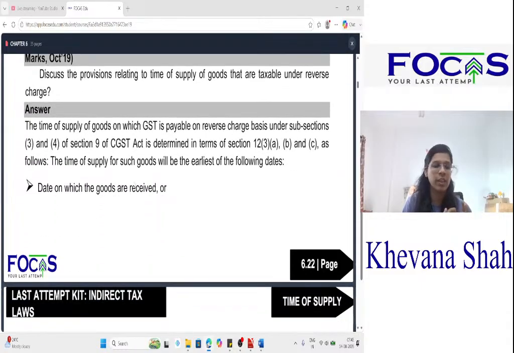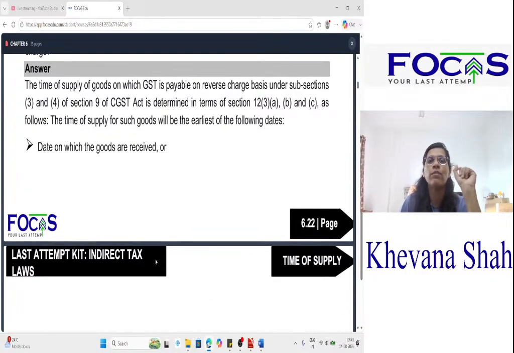Okay. Now, next question. Discuss the provisions relating to time of supply of goods that are taxable under reverse charge. So, for reverse charge, we have subsection 3 and 4 of section 9 and section 12(3)(a), (b) and (c). So let's see. The time of supply of goods on which GST is payable on reverse charge basis under subsection 3 and 4 of section 9 of CGST Act is determined in terms of section 12(3)(a), (b) and (c) as follows. So time of supply for such goods will be the earliest of the following dates.